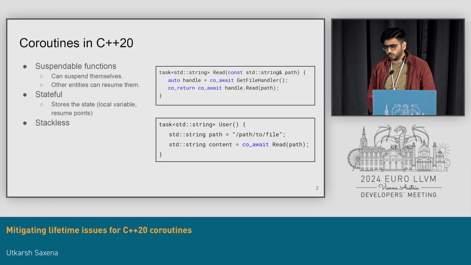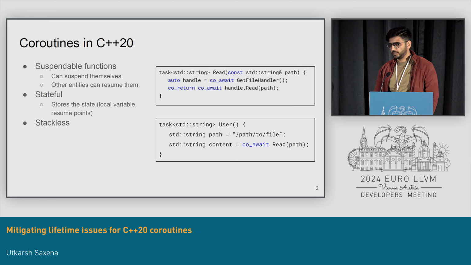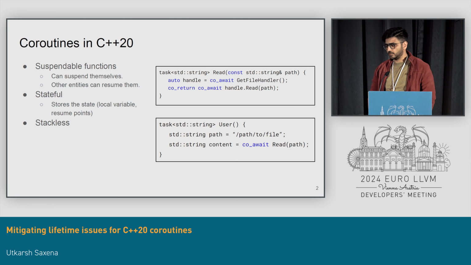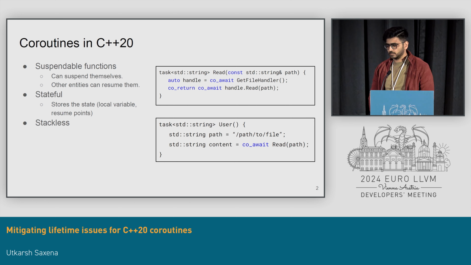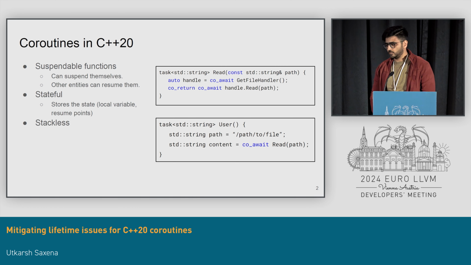Let's start with what coroutines are. Coroutines are basically suspendable functions which can suspend themselves, and other entities can resume them. On suspending, they store their state, and on resuming, they can restore the same state and continue execution from the point where they suspended themselves. They can suspend themselves using the co_await keyword.